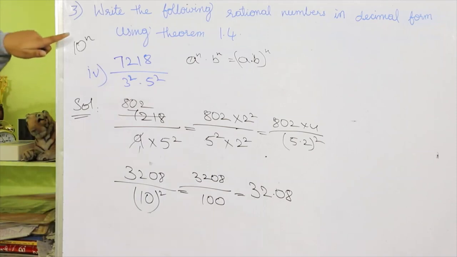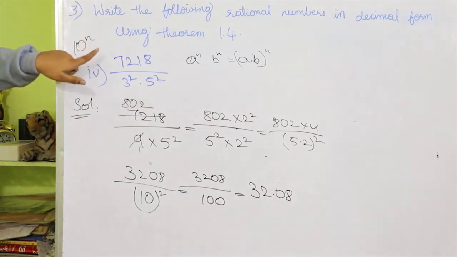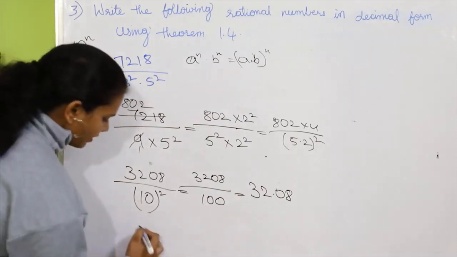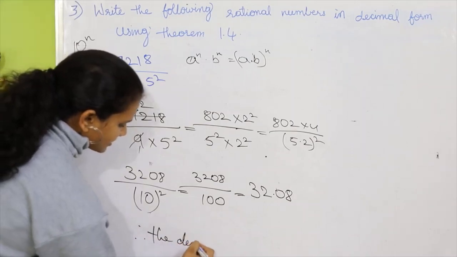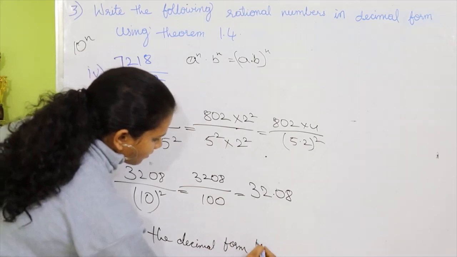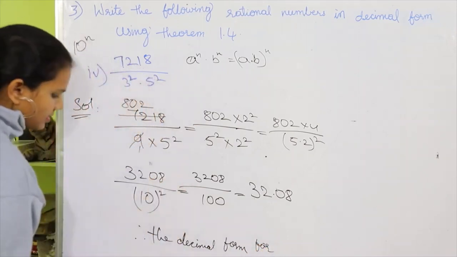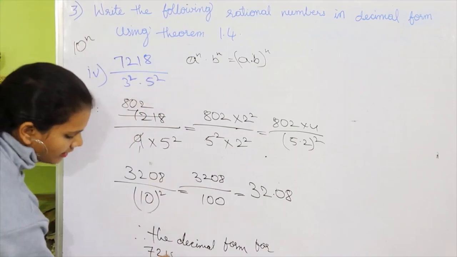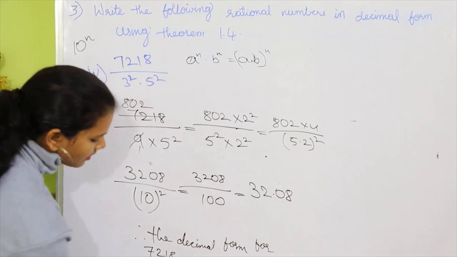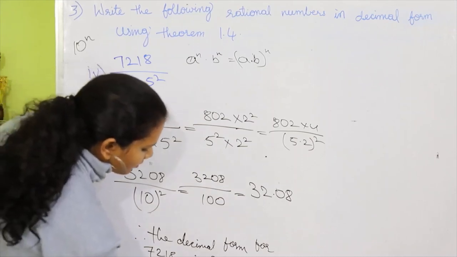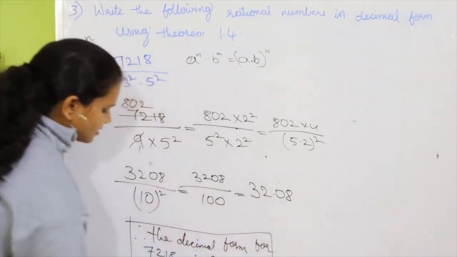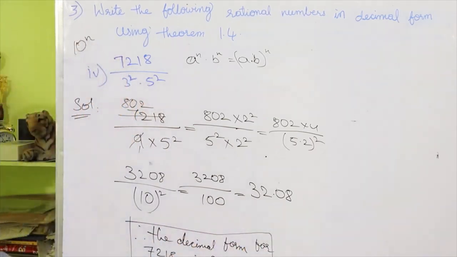So the decimal form for this given rational number is 32.08. Therefore, the decimal form for the given question, 7218 by 3 square into 5 square, is 32.08. That will be the answer. Are you getting it, guys? Is it clear? Very good.